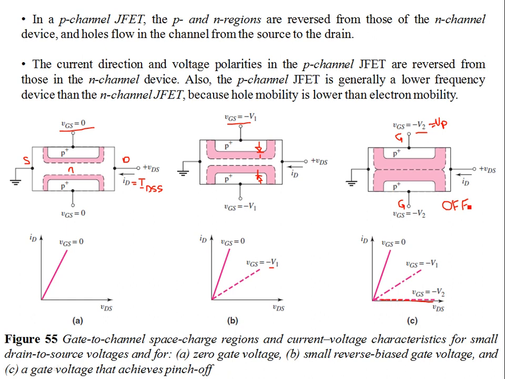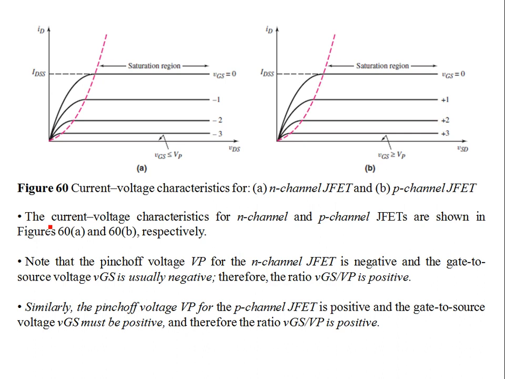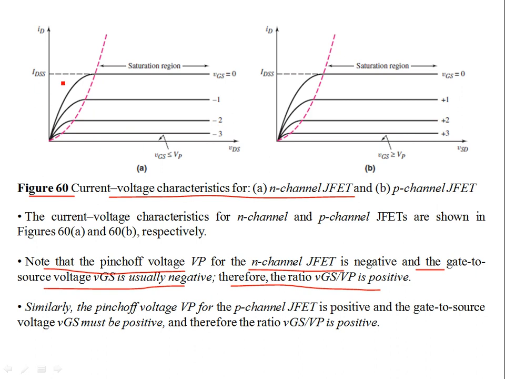Naturally, for the N-channel device to reverse bias this PN diode at the gate terminal, you need to apply a negative gate voltage, and VP, the pinch off voltage, is also negative, that is less than 0. Therefore, in this expression, VGS is negative and VP is negative, so this ratio is positive for an N-channel device. Note that the pinch off voltage VP for an N-channel JFET is negative, and the gate to source voltage is usually negative again. Therefore, this ratio is positive. For example, in figure 60, part A shows the N-channel JFET IV characteristics. This IDSS is for 0 VGS. This is the current.